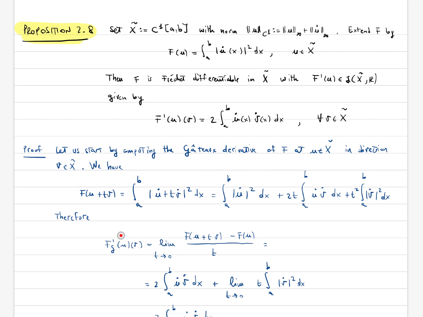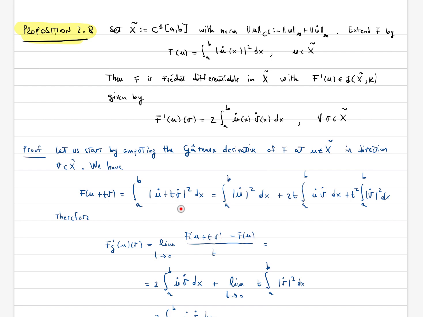So to compute the Gateau derivative, we need to compute this limit here. It's f of u plus tv minus f of u, where in this case u and v are both C1 functions. So this first term can be computed explicitly, and in this case is just the square of u dot plus tv dot, squared.